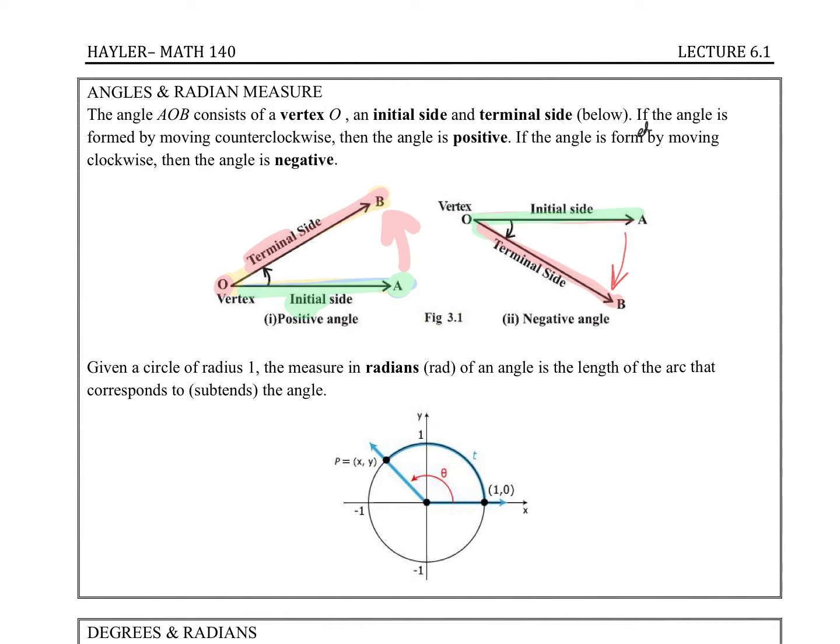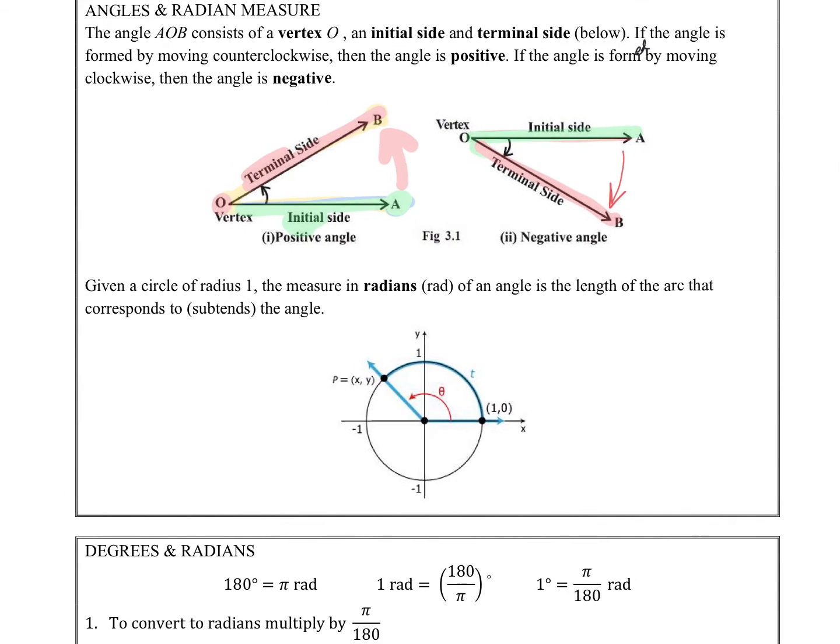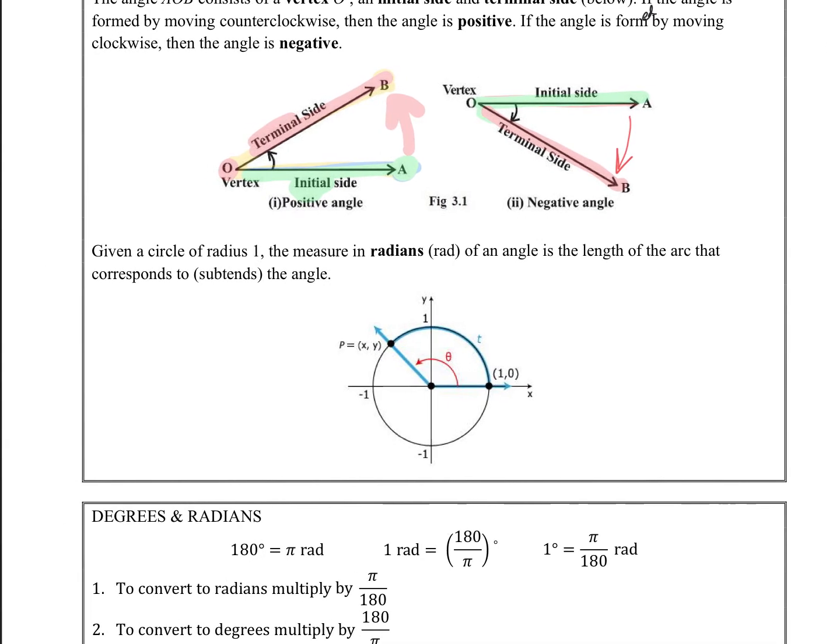If we're given a circle of radius 1, which we would call the unit circle, the measure in radians of an angle is the length of the arc that corresponds to, or subtends, the angle. So what does that mean? Well, the measure of the radian is the same as the length of the arc.